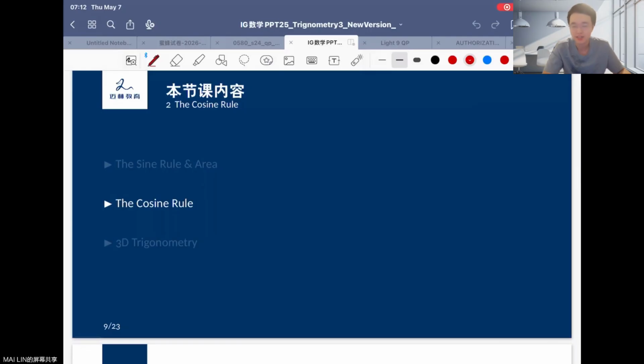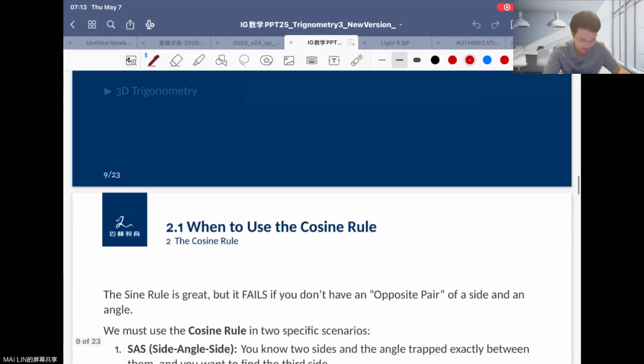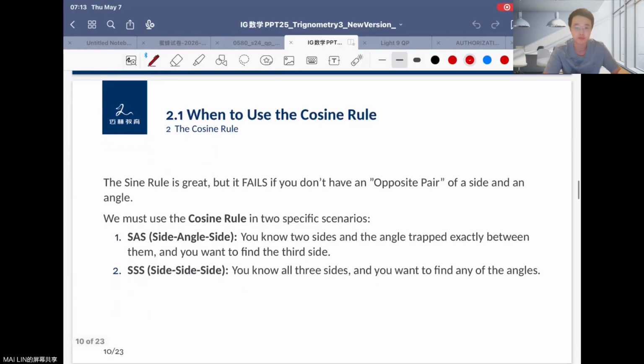Okay, hello guys. Today I'll talk a bit about cosine rules. So let's move into the first part about when to use cosine rules. Last lesson we already learned about sine rule, right?